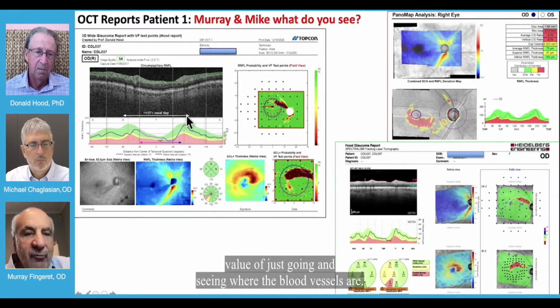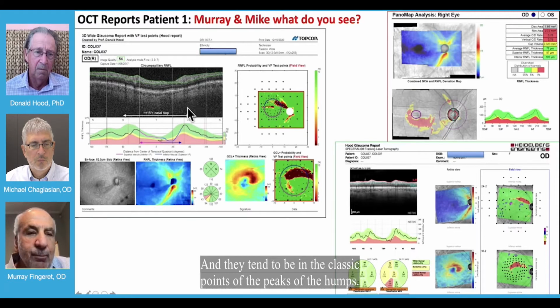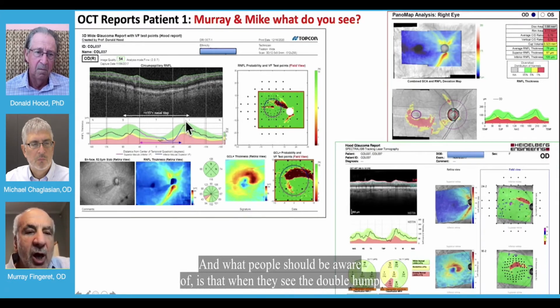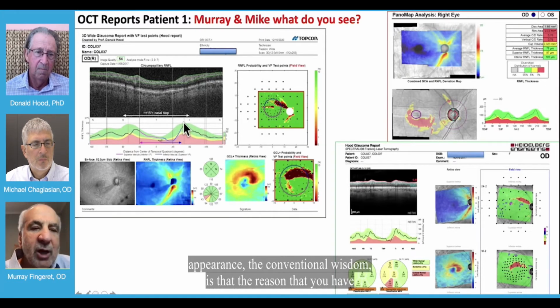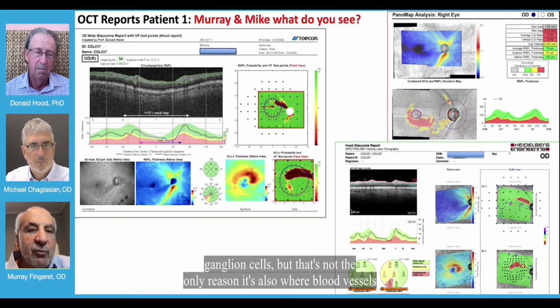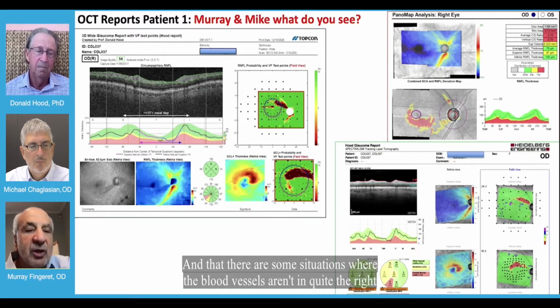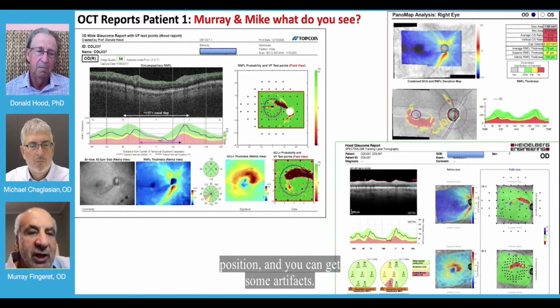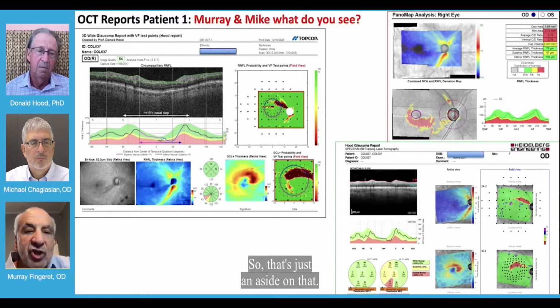And there'll be other examples later on where people can understand the value of just seeing where the blood vessels are, and they tend to be in the classic points of the peaks of the humps. And what people should be aware of is that when they see the double hump appearance, the conventional wisdom is that the reason you have these hills is because of an increased amount of nerve fiber layer tissue there, ganglion cells, but that's not the only reason. It's also where blood vessels typically are, and that's what we're seeing there, and there are some situations where the blood vessels are in quite the right position, and you can get some artifacts. So that's just an aside on that.